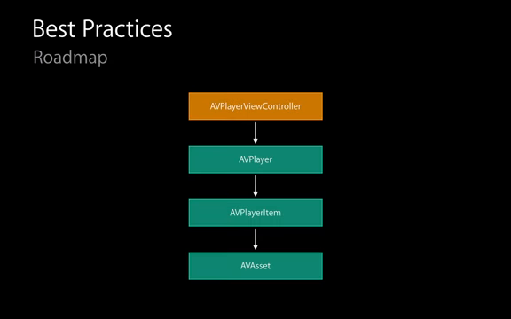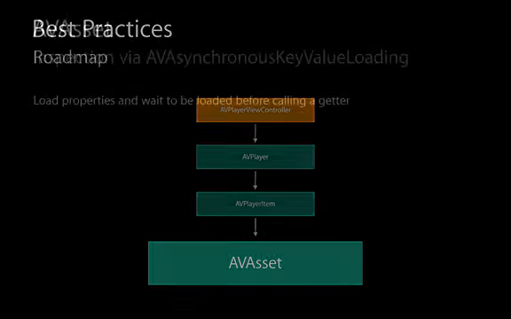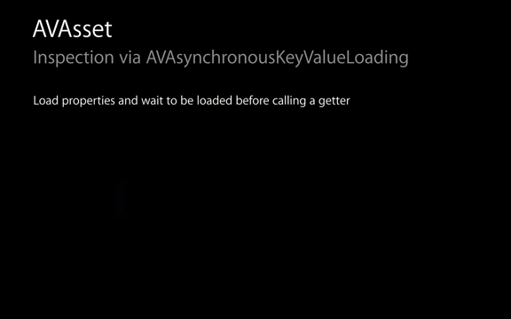Here's a look at our object diagram from earlier. Stefan showed you in a demo how to use these objects and create a simple media application. Now let's use this as our roadmap for talking about best practices class by class, starting with AV Asset. As I mentioned earlier, with AV Asset, you can use AV asynchronous key value loading, one of our protocol methods, which lets you load properties asynchronously before accessing them.